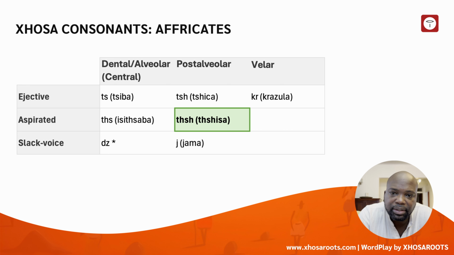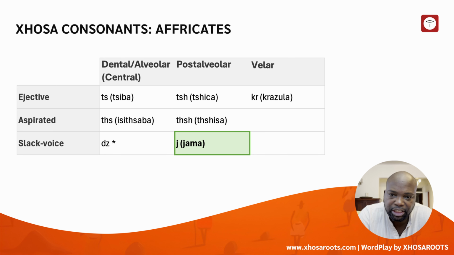And then the ja. An example is jama. That's the slack voice version. Ukujama is to stay, jama, stay, an instructive verb meaning stay.